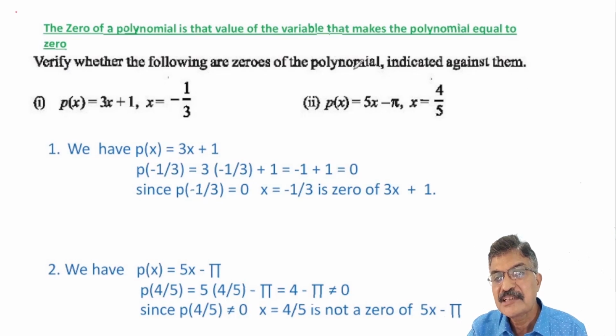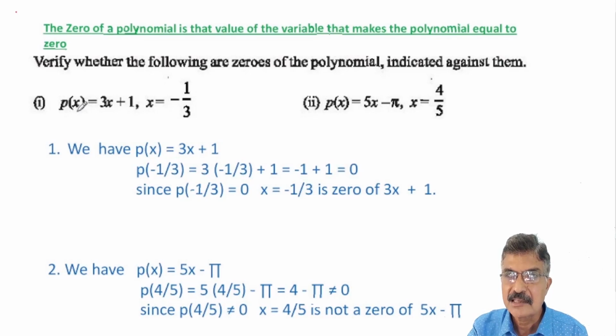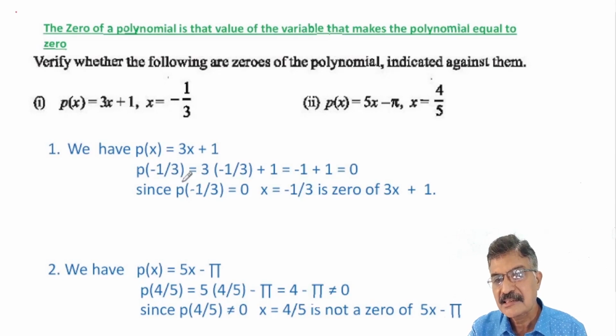This question: verify whether the following are zeros of the polynomial. That means verify whether x is equal to minus 1 by 3 is a zero of p(x). As with finding the value of the polynomial for a particular value of the variable, here we substitute x with minus 1 by 3 and do the necessary arithmetic and check whether p(minus 1 by 3) is 0. If p(minus 1 by 3) is 0, then minus 1 by 3 is a zero of p(x).